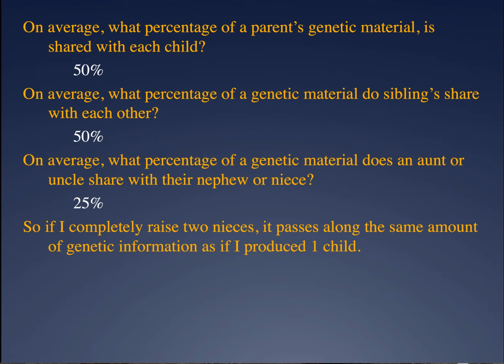And the twins could die too, but it's possible that the twins would survive. So let's think of that situation. If your sister dies in childbirth, giving rise to twins, and then you raise both of the twins, they collectively would be the equivalent of one child. So if someone raises two nieces, it's the same amount of genetics. This is what it says right there. It's producing one child.